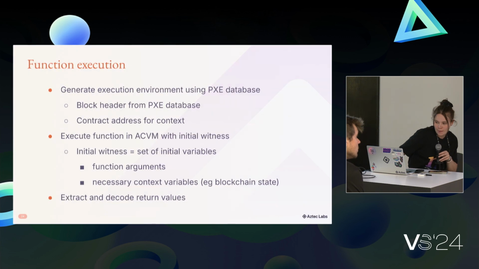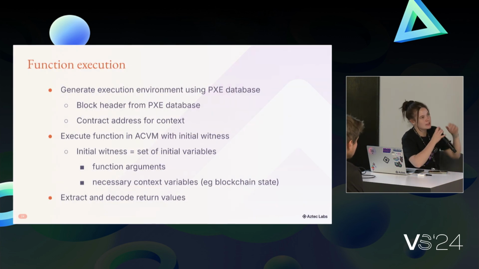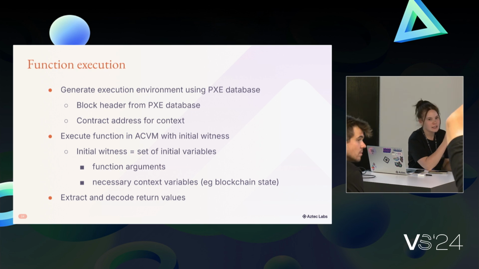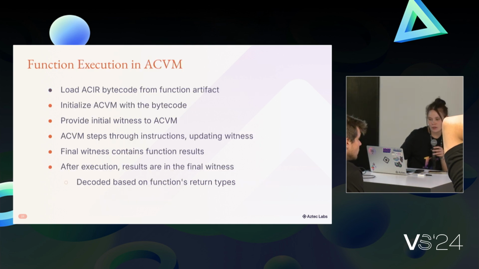No. Yeah, for unconstrained functions, like the one that we did where it was just get the vote at a candidate, you are generating the execution environment in the PXE, getting the information from your private execution environment, and then executing the function in your ACVM, which is like the machine inside your PXE. And yeah, no circuits or constraints are happening inside there.